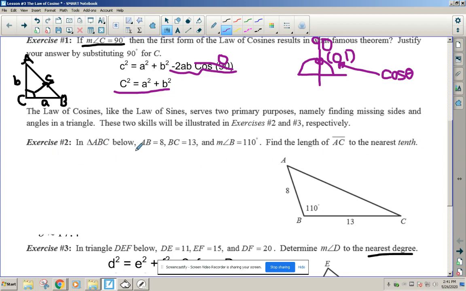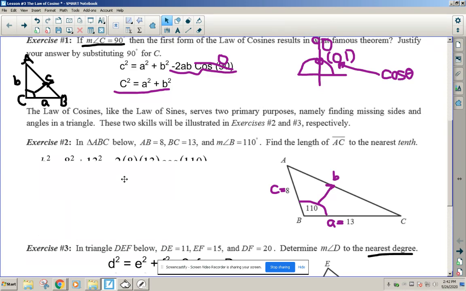It says, in triangle ABC below, side AB is 8. Now, side AB, 8, it's opposite C. So this 8 is actually equal to lowercase c. The side is a lowercase and the angle is an uppercase. BC is 13. Now, BC is opposite angle A, so 13 is actually equal to little a. And they want us to find AC, which happens to be side B, because it is opposite angle B, and they gave us angle B is 110 degrees. So we're looking for side B.